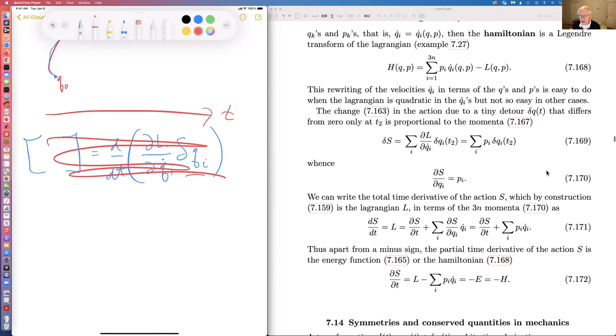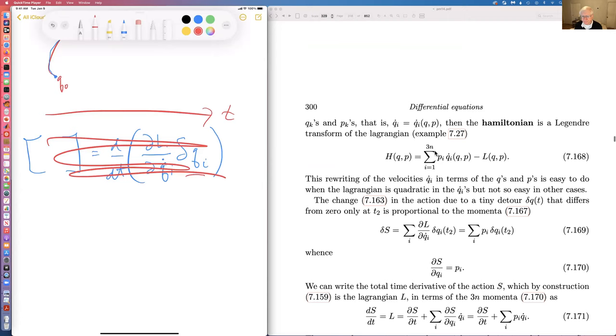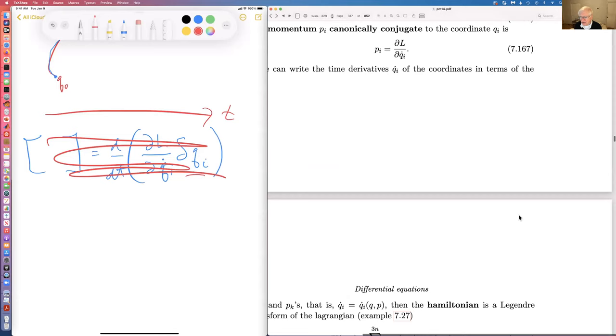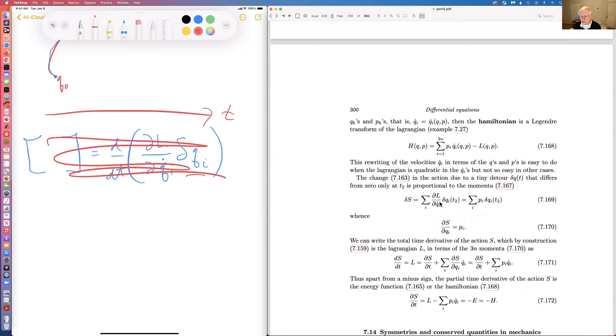If you now ask for the change in the action if you only change the endpoints, but you don't change the path, then what is the situation? Well, you go back to this equation, and what you have is that Pi is partial L partial Qi dot. And so the change here, actually, I should have said 163. So let me see if I can flash. Well, let's go back to 163.